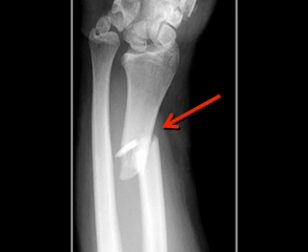Here's another example of a Galeazzi fracture dislocation. The red arrow is pointing to the comminuted fracture of the distal radius with slight lateral angulation of the distal fracture fragment, and then there is a dislocation of the distal ulna.